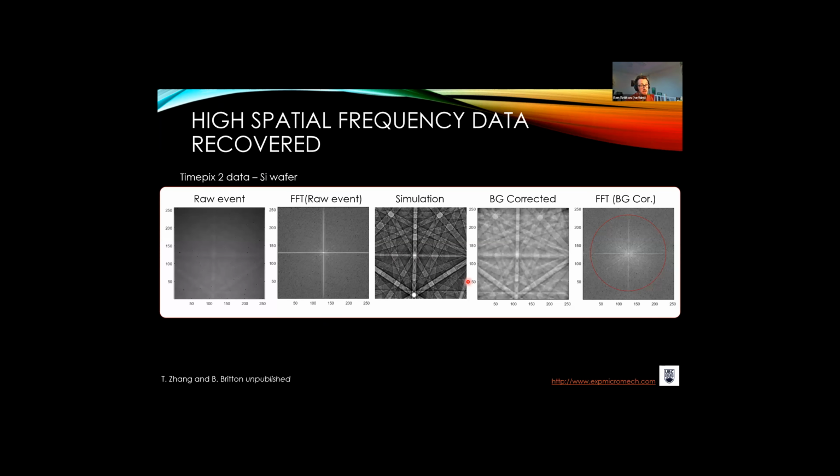So we can see the acuity is really good. This is the raw event data, this is what Hjelmstad collected, and this is the FFT data. We have the simulation. If we just do a background correction and a few other bits, we can see that the FFT, which tells us the spatial frequencies, goes out very far. In an indirect detector, it would go out towards here.